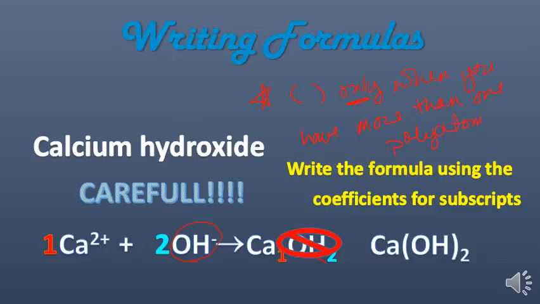Now, here's the thing that gets me every time: sometimes students want to use parentheses on single atoms. You know, they're like, hey, we're using parentheses now. No, be careful. You're going to underline that. You're going to use parentheses only when you have more than one polyatomic ion. That's it. It's the only time you're going to use parentheses.